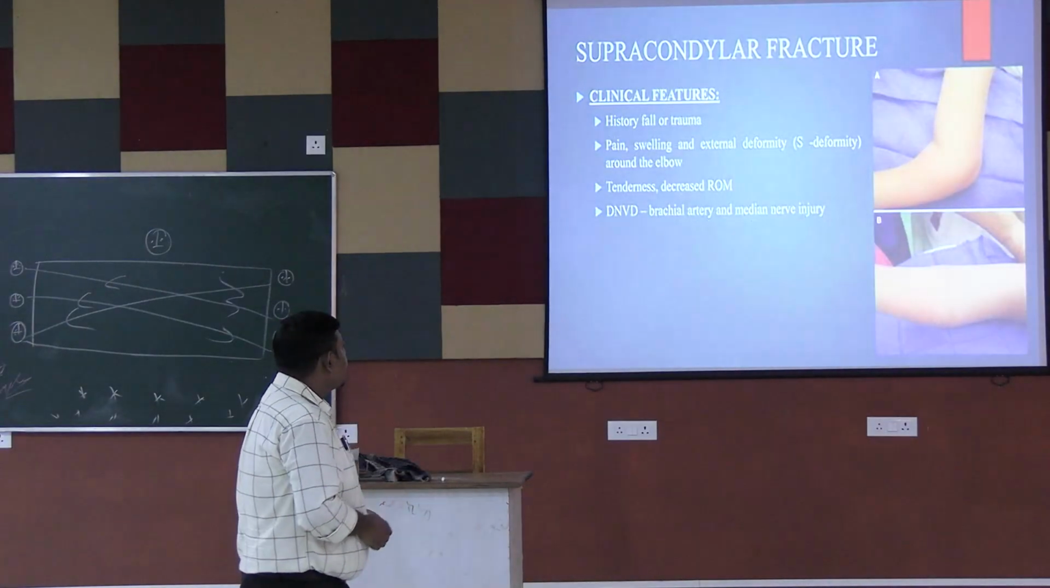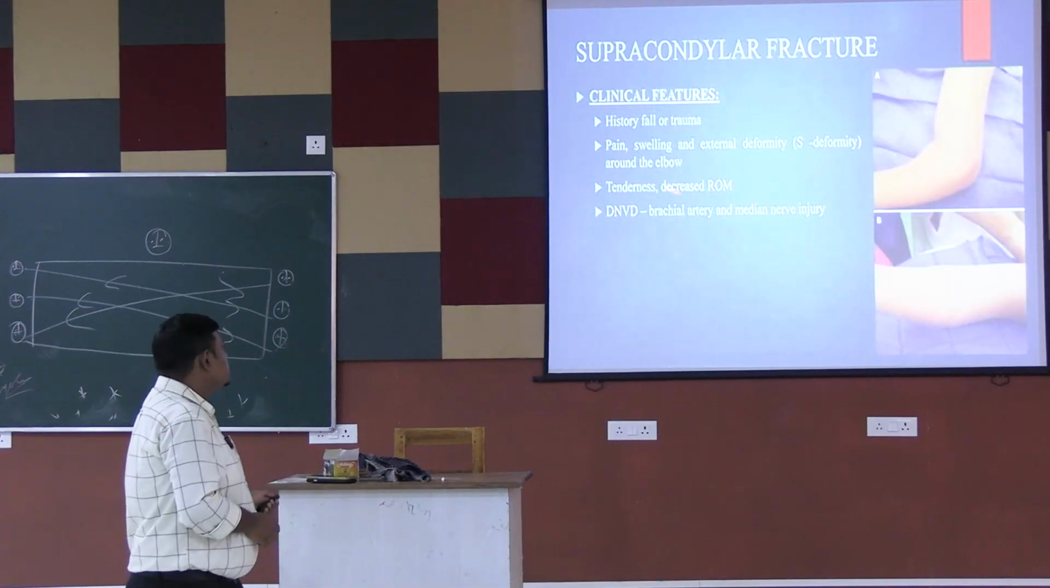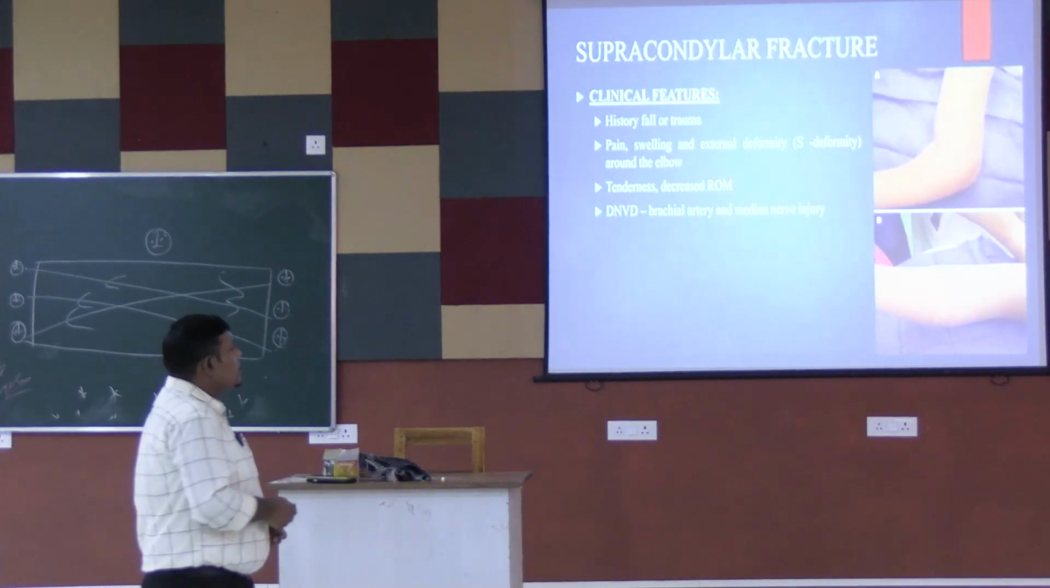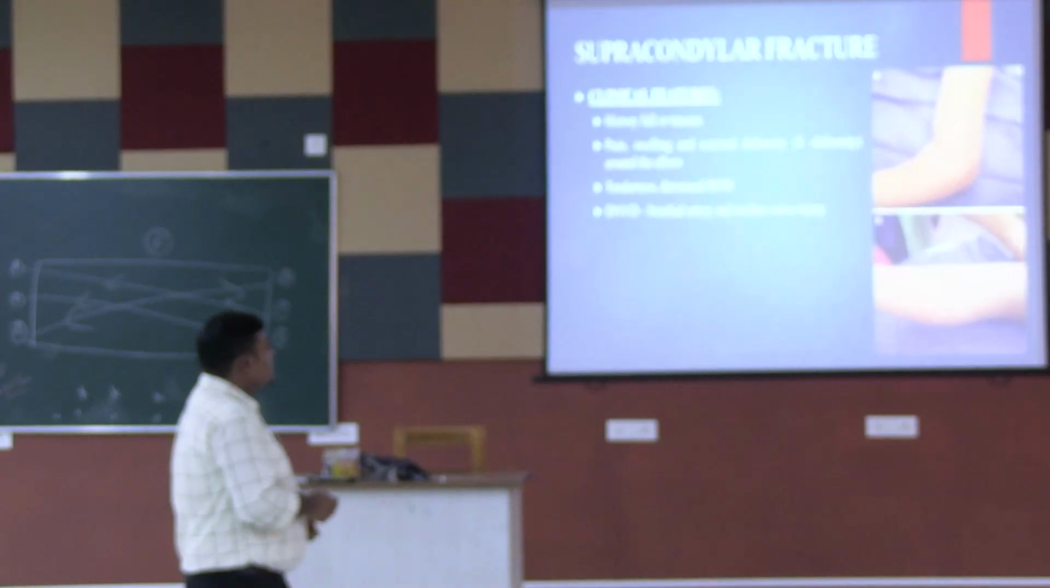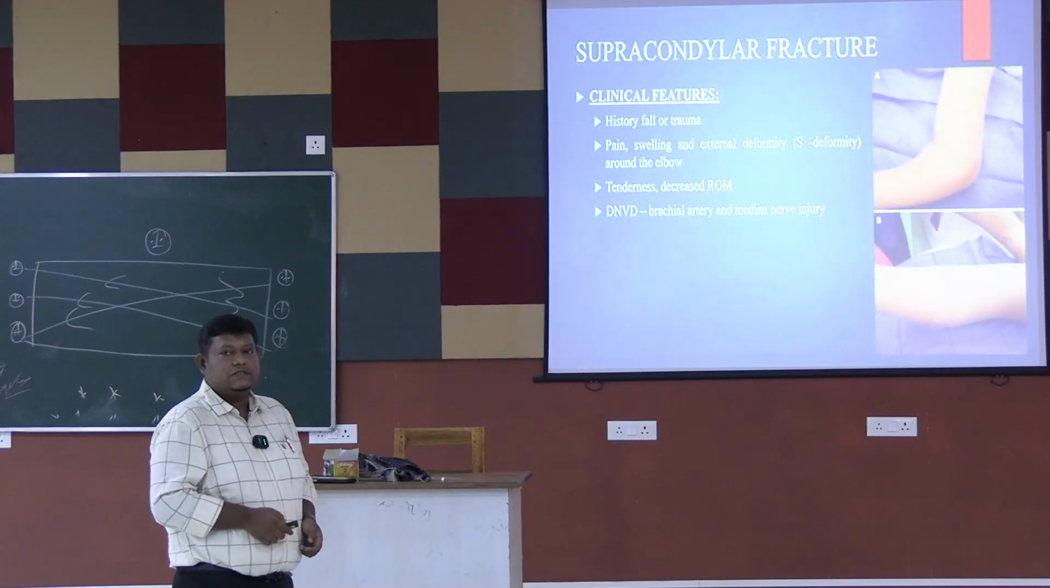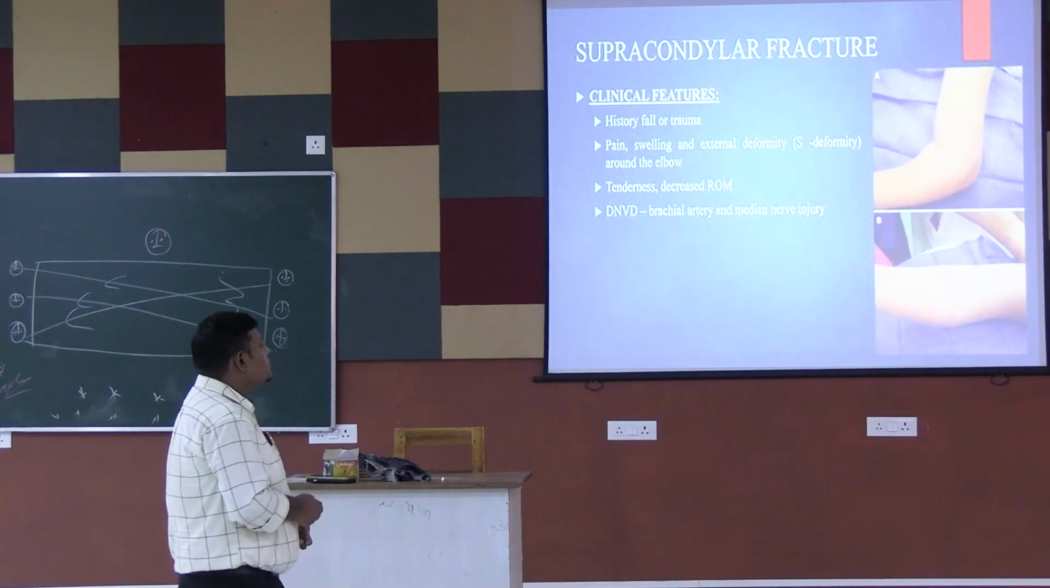Okay. Now coming to the clinical features. First is history of fall or trauma, pain, swelling and external deformity. The external deformity is S-shaped. See this one: here is the fracture. This is the forearm, this is the arm, and here is the fracture, so there is an S-shaped deformity. This is due to the extension type of injury. You will not get this in a flexion type injury. There will be tenderness, decreased range of motion and distal neurovascular deficit. I will come to distal neurovascular deficit in my subsequent slides.